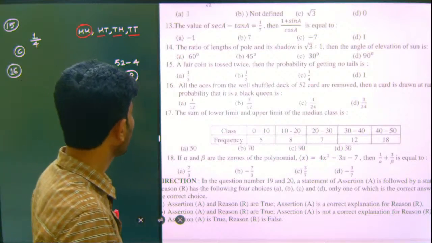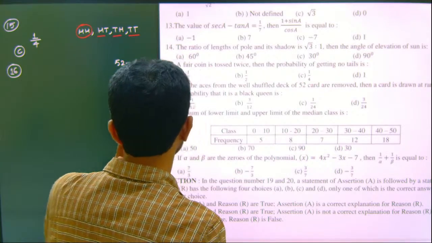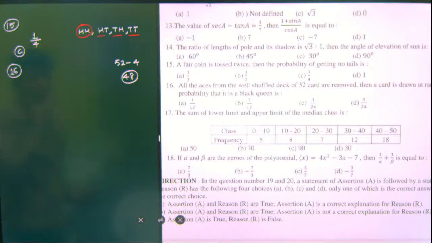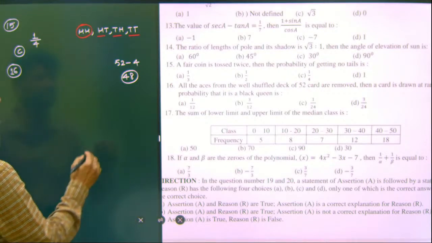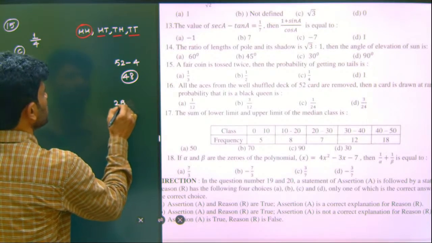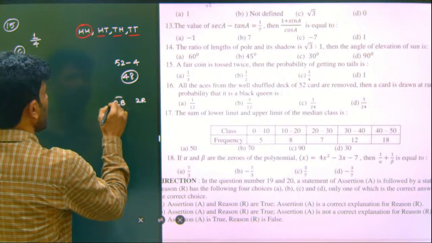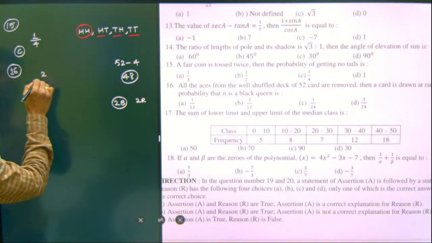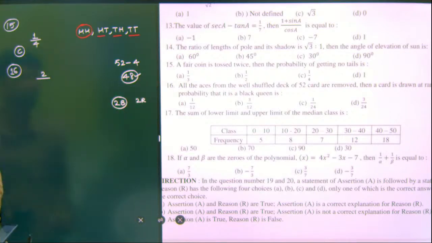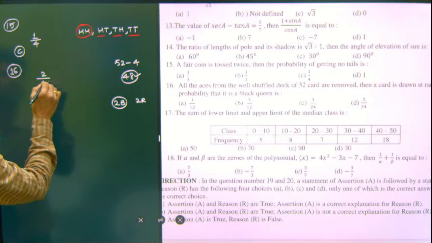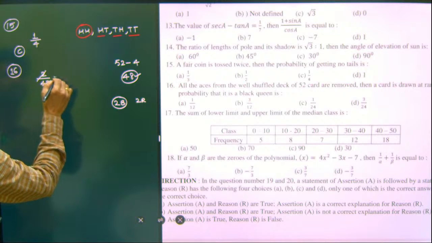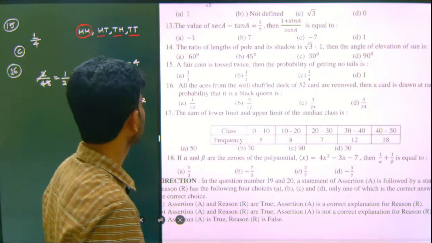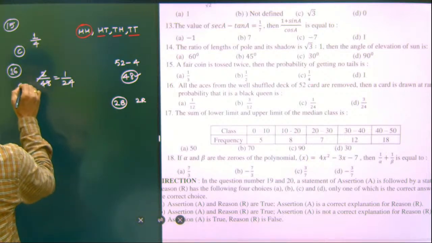Now they are asking to find the probability of a black queen. The total number of queens is 4, but now we want only the black queens. We have 2 black queens and 2 red queens. So black queens are only 2. So the probability will be 2 by the total, how many now? 48. So the probability is 1 by 24. Which option? Option C. 16th is option C.